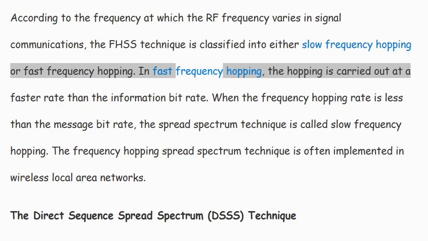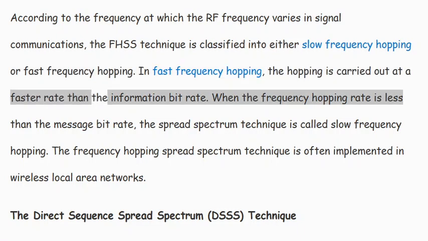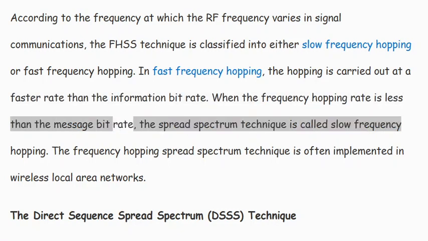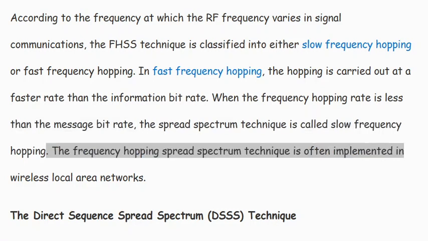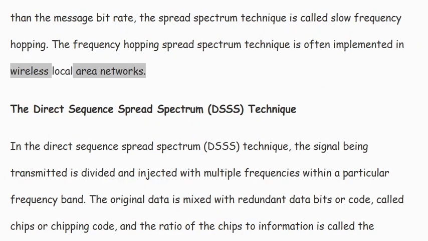In fast frequency hopping, the hopping is carried out at a faster rate than the information bit rate. When the frequency hopping rate is less than the message bit rate, the spread spectrum technique is called slow frequency hopping. The frequency hopping spread spectrum technique is often implemented in wireless local area networks.